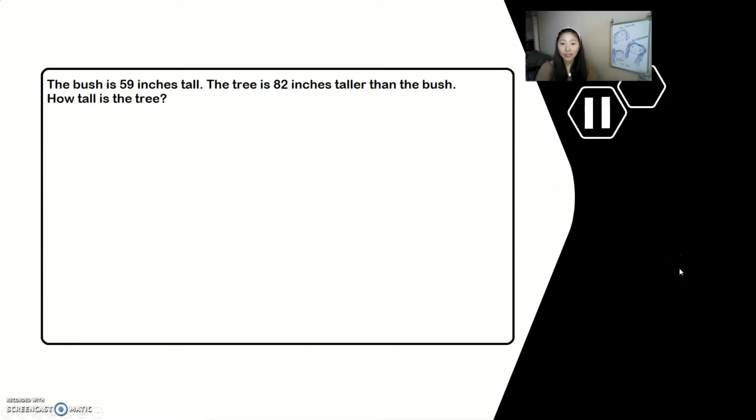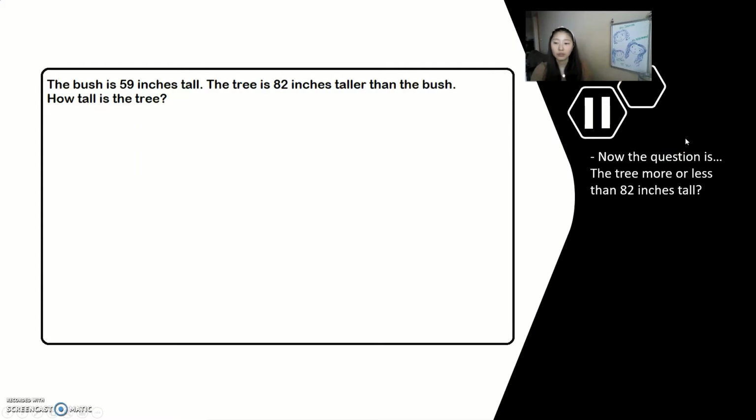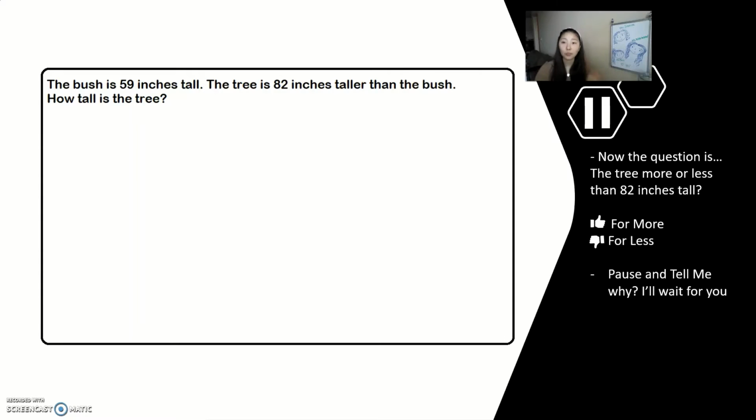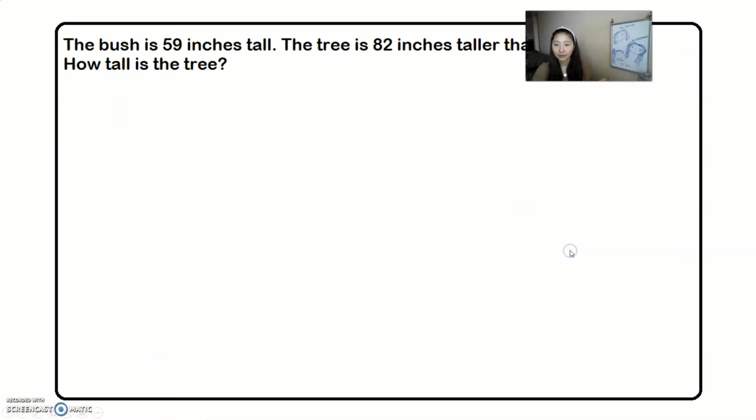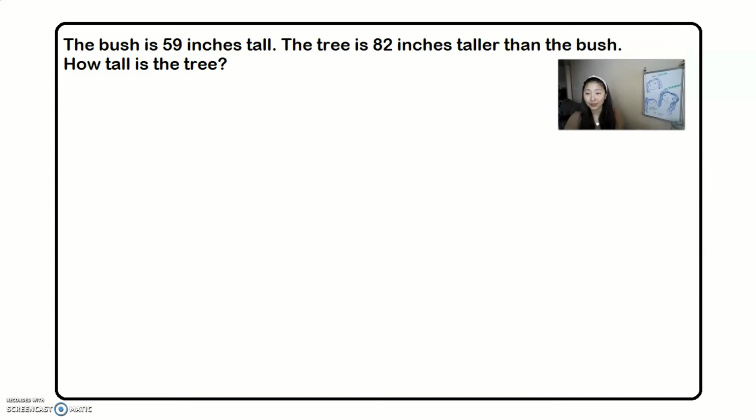So next we're going to do our more or less than question. So if you're ready, the question is, is the tree more or less than 82 inches tall? So again, more is a thumbs up, less is a thumbs down, and you need to pause and tell me why. So pause it right now, think of a more or less, and you need to explain why you think this. Go. Good job. Now, you can explain it, but can you solve it?